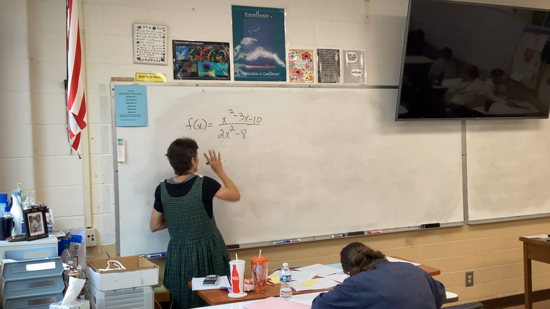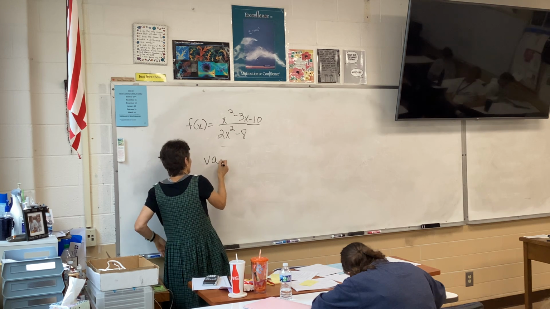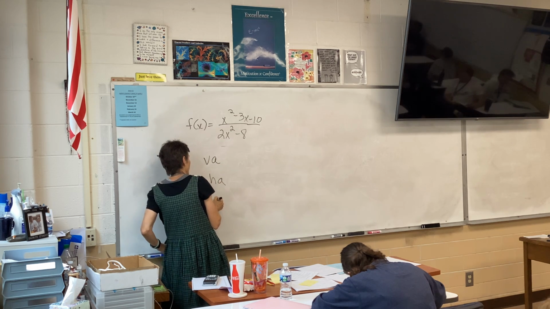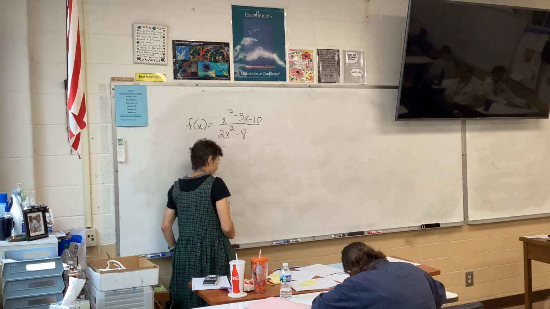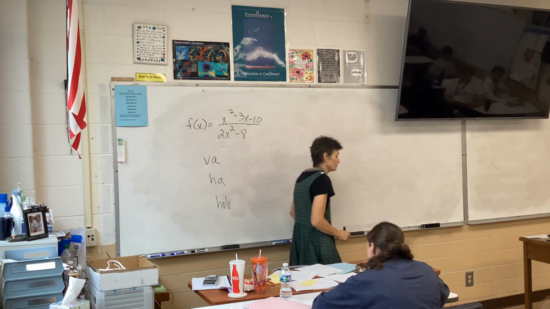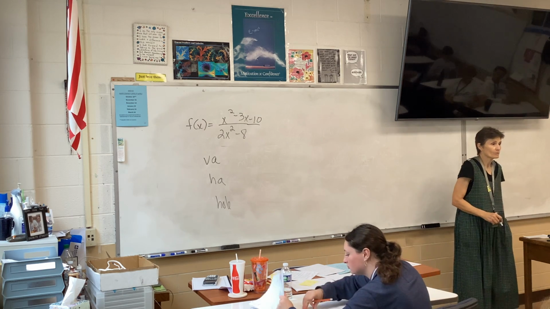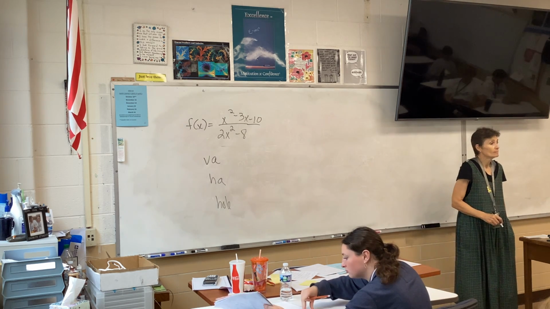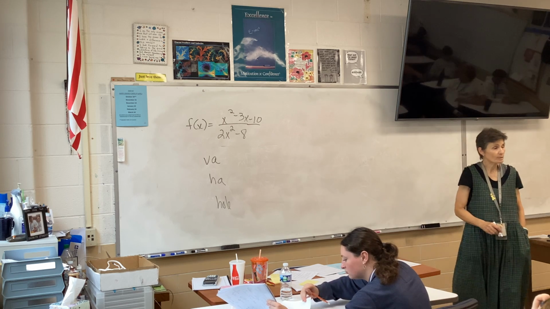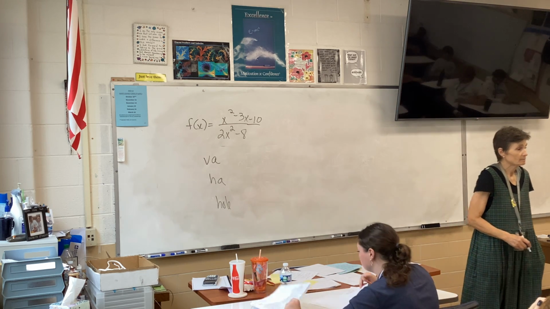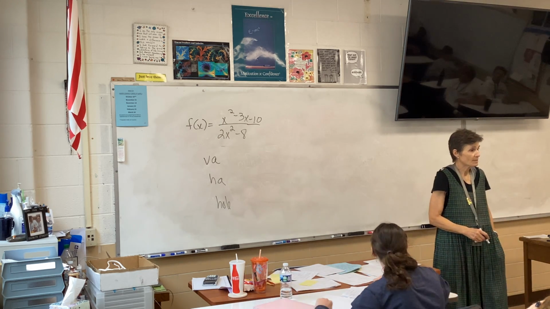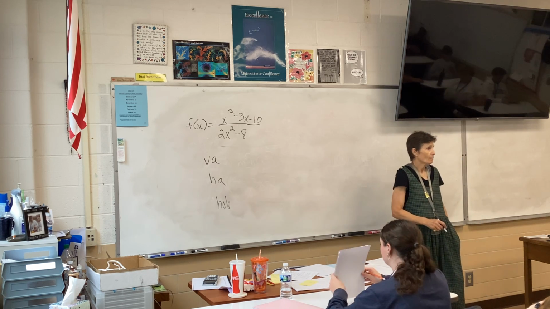All right, here we go. So here's the problem. We're finding vertical, horizontal, and hole. There's our problem. All right, so what do we do first? Giovanni, you want to turn around, put your feet on the floor, sit up, like you're sort of engaged here? All right, what happens first?